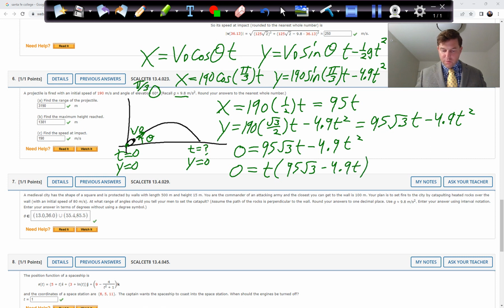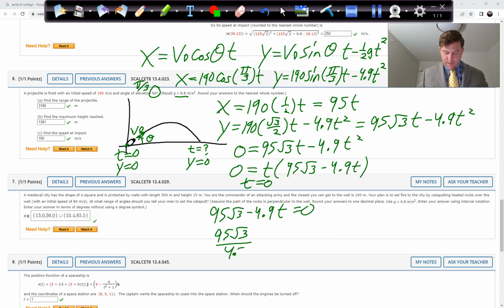And this is 0 at 2 points: when t is 0, which we already knew. If this t is 0, the whole thing goes away and becomes 0. Or when 95 root 3 minus 4.9 t equals 0. If this bubble is 0, then the whole thing is 0 also, which gives us 95 root 3 divided by 4.9 equals the t value. In decimal form, I got this time is 33.58 seconds.